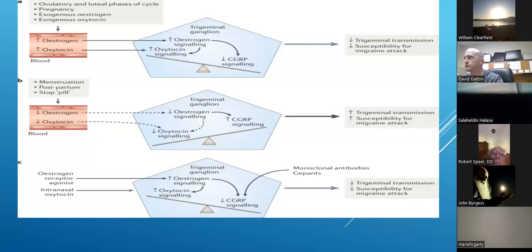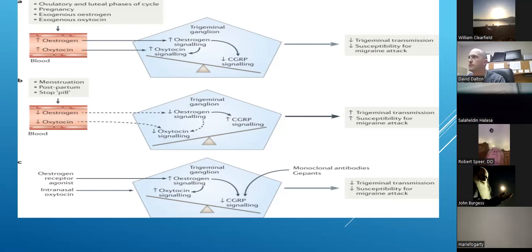Oxytocin and estrogen do inhibit the pain signals that come through the trigeminal nerve, and the neurotransmitter that is mediating this signaling of pain is calcitonin gene-related peptide. It seems that oxytocin and estrogen do inhibit the signaling of the calcitonin gene-related peptide and interrupt the pain signals, and help to give that analgesic effect that we're looking for.